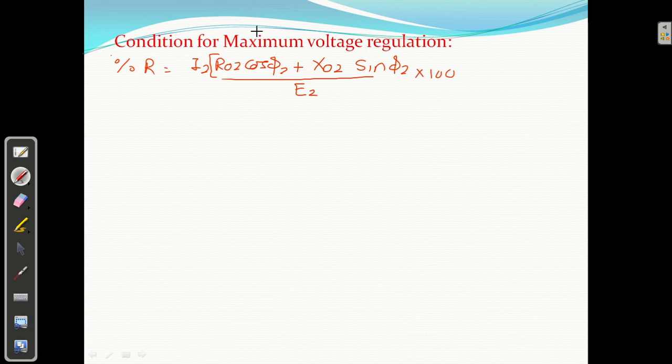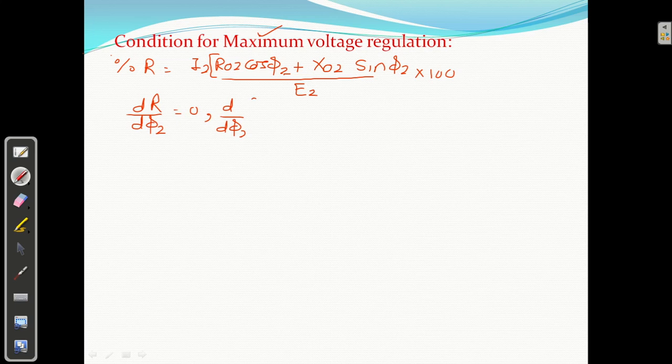Now I want maximum voltage regulation. So to maximize it, what do we do? We have studied in so many places: whatever has to be maximized, differentiate it. Differentiate the percentage regulation with respect to what? The variable term. What is the variable term here? The phase angle phi, because we are changing the power factor, the nature of load, and equate it to 0. So we are differentiating this regulation with respect to phi 2.